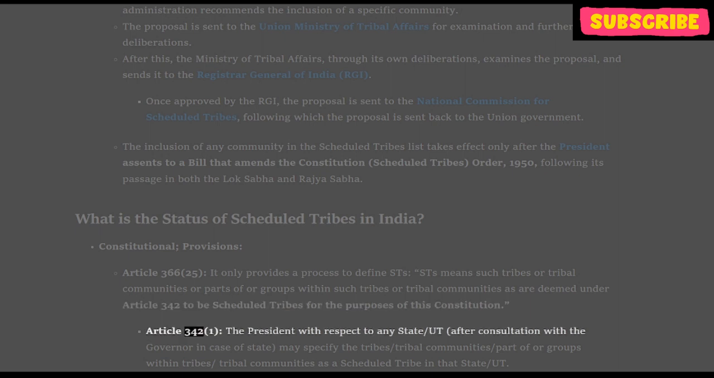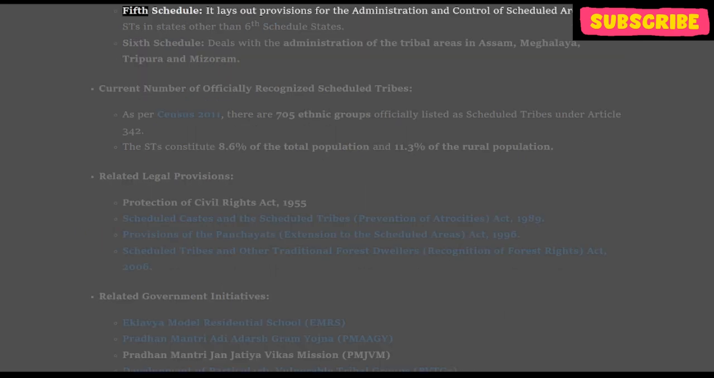Article 342(1): The President, with respect to any state or union territory, after consultation with the Governor in case of a state, may specify the tribes or tribal communities, or parts of or groups within tribes or tribal communities, as a Scheduled Tribe in that state or union territory. Fifth Schedule: it lays out provisions for the administration and control of scheduled areas and STs in states other than Sixth Schedule states. Sixth Schedule deals with the administration of the tribal areas in Assam, Meghalaya, Tripura and Mizoram.